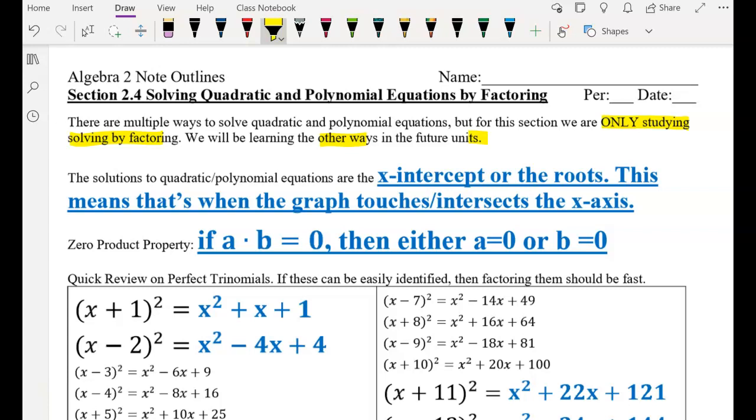Now, this is a really important property that we need to study for algebra. If we have two factors called A and B, and A times B equals 0, then one of them has got to be 0. So either A equals 0 or B equals 0. This is only when it equals 0. That's why the title says zero product property.